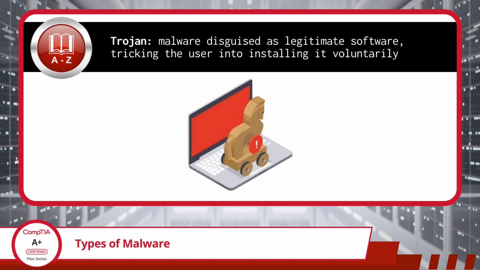Next, we have Trojans. A Trojan is malware disguised as legitimate software, tricking the user into installing it voluntarily. Unlike a virus, a Trojan does not self-replicate. Instead, it relies on deception to gain access to the system. Once installed, a Trojan may steal information, create backdoors, download additional malware, or give attackers remote access to the device. It is essentially malware hiding behind a disguise, pretending to be something trustworthy.